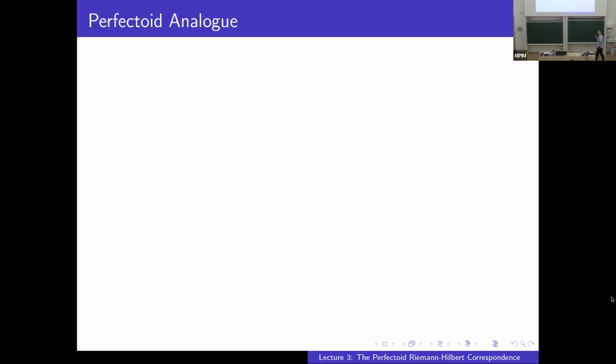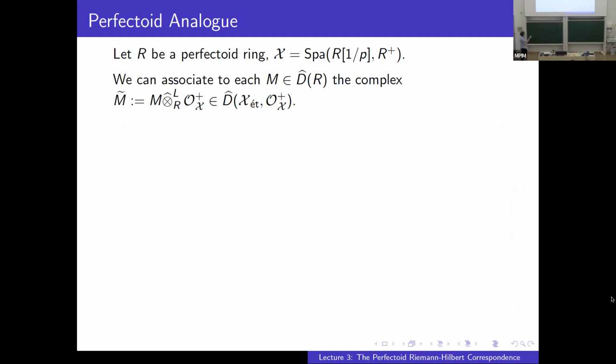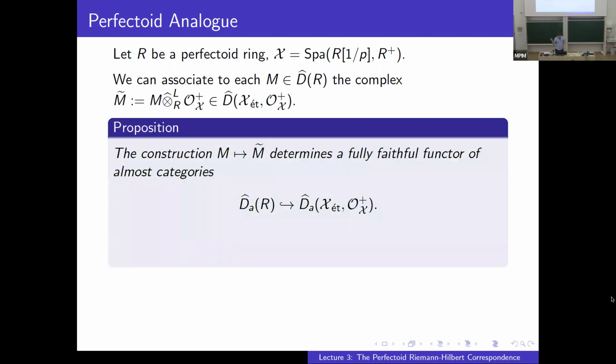Now, in the world of perfectoid spaces, something very similar happens. So now let R be a perfectoid ring, X the associated affinoid perfectoid space. And to every p-complete complex of R modules M, you can associate something that I'll call again M tilde, which you get by taking M and tensoring it over R with OX plus. So this lives in the derived category of OX plus modules on the étale site of X. And there are hats everywhere to indicate that I've p-completed. And this construction is actually fully faithful again once you pass to almost categories.